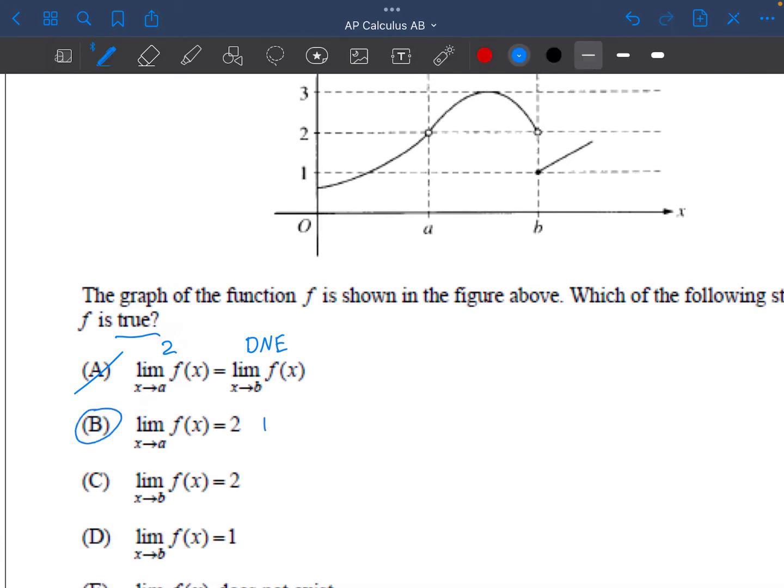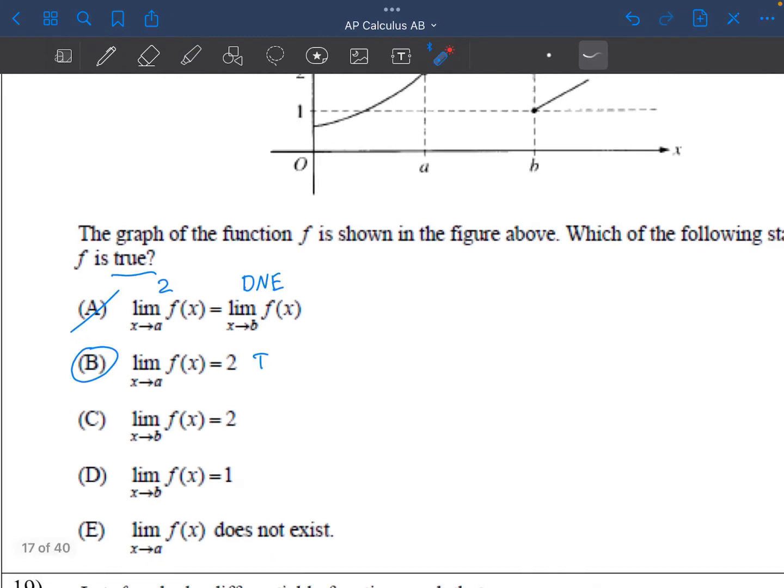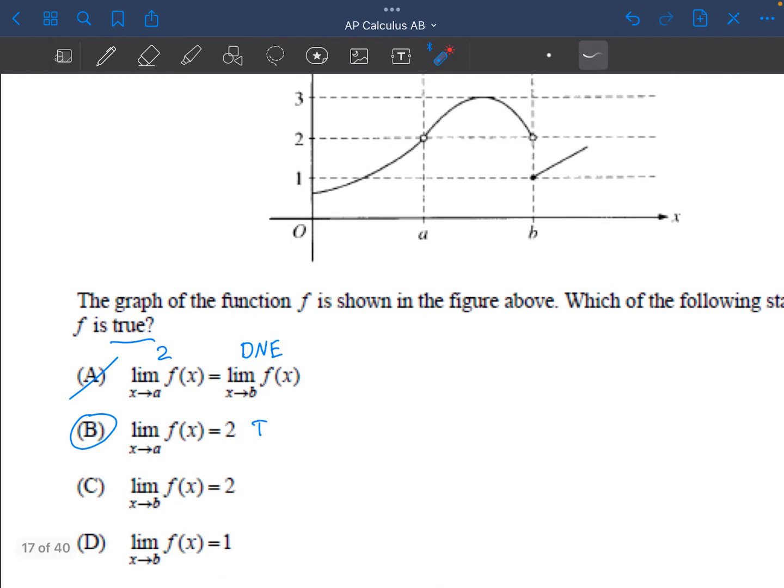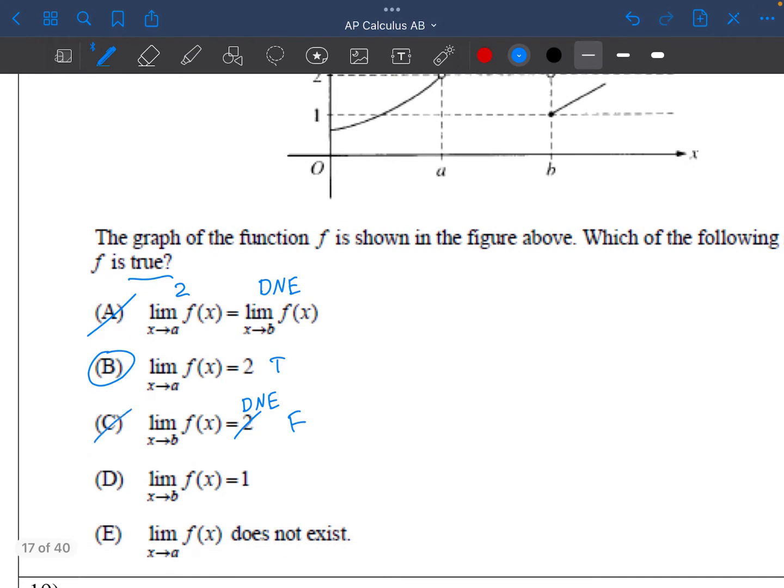That one is true. That means the rest of them have to be false. Let's go ahead and analyze why that is the case. So we already know that the double-sided limit of b, we just did up here, they were different values, so that was a does not exist. So this one should have been a d and e. I should cross this one out and say that one should be a d and e, but it's not, so it's false. Cross out C.